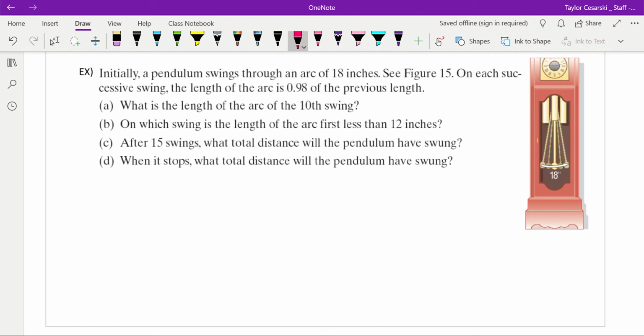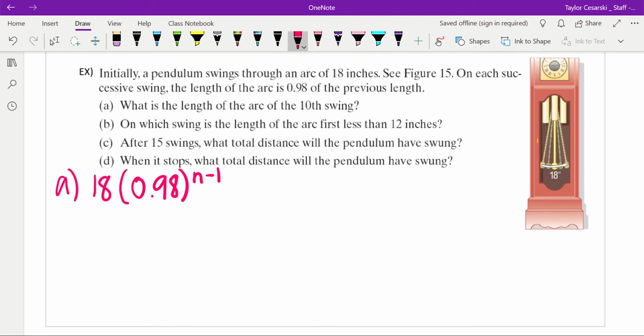So I could start with 18 and multiply by 0.98 every single time, but it's probably going to be best to write an explicit formula. So I know I start at 18, and I'm multiplying by 0.98, to the n minus 1.